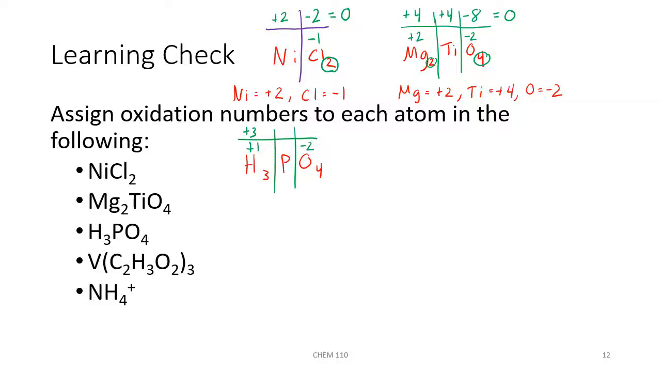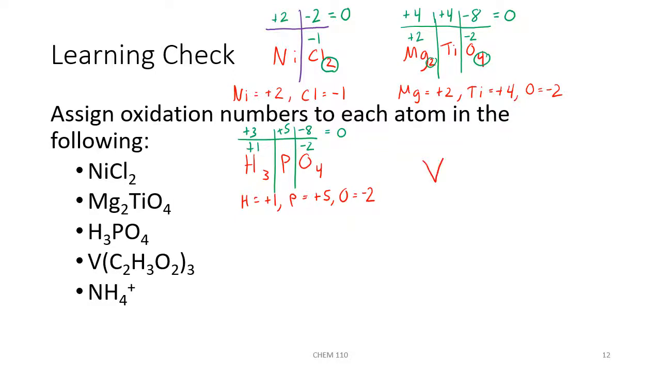Oxygen is a -2 in this compound. There's 4 of them. The total of the oxygens will be -8. The sum of the oxidation numbers must add to 0, so the phosphorus must be +5 for its oxidation number. So we have hydrogen being a +1, phosphorus with a +5, and oxygen is a -2. That's how we answer what the individual oxidation numbers are.